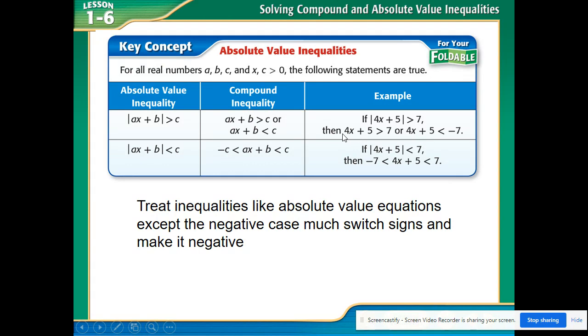Look at this first one up here. 4x plus 5 is greater than 7, and 4x plus 5 is less than negative 7. So a positive case of 7 and a negative case of 7. So there's going to be both of those. If you notice, however, there is an exception. Notice how a greater than on the negative case becomes less than. The negative case must switch the signs and make it negative. We have to do both now.